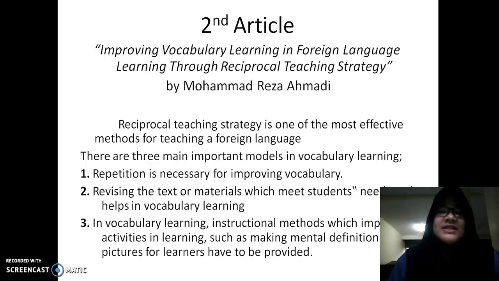We know reciprocal teaching strategy is one of the most effective methods for teaching a foreign language. There are three main important models in vocabulary learning. There are repetition, revising, and instructional methods which improve activities in learning, such as making mental definitions and pictures for learners, and they have to be provided.